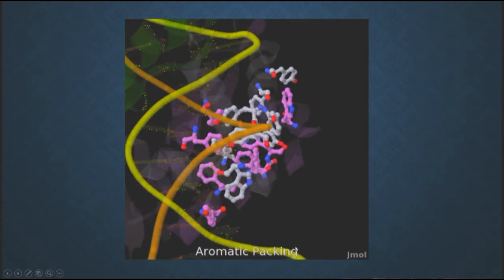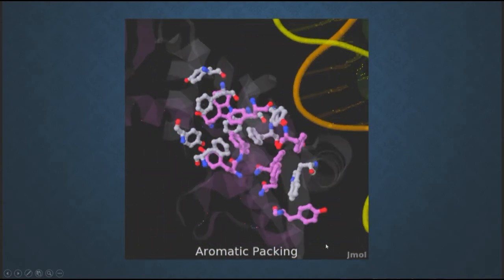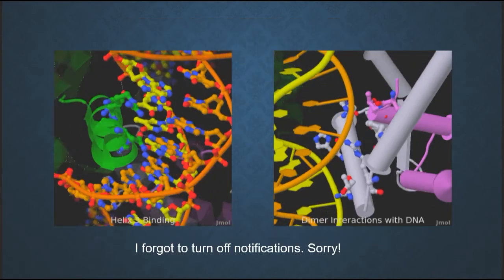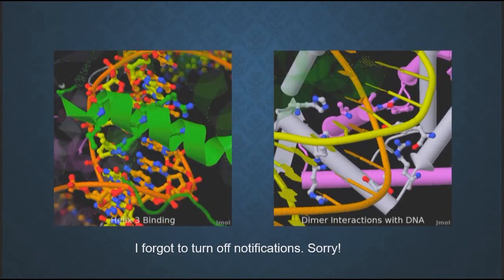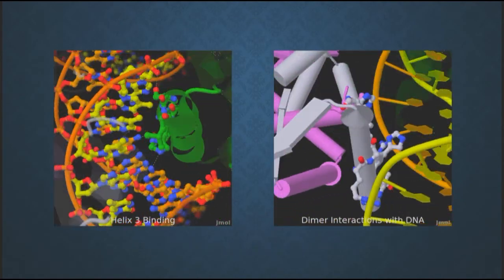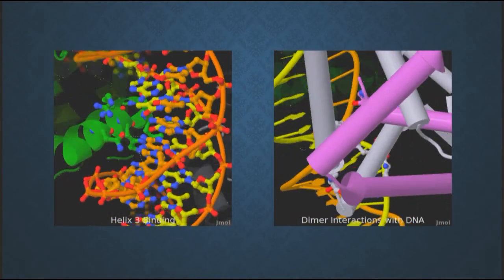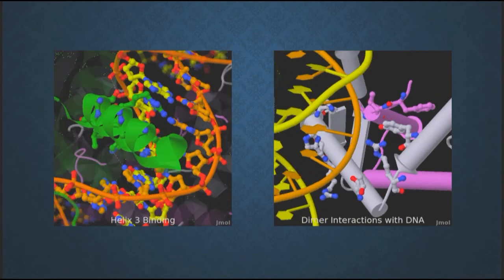The dimeric form is stabilized by aromatic interactions between the 2 monomers. However, a monomer's binding to DNA is much stronger than the interactions between a dimer and DNA, which can be seen here in this comparison.